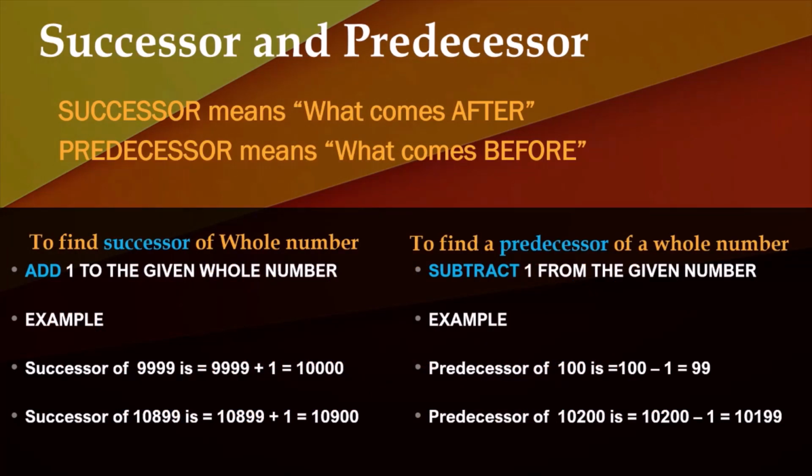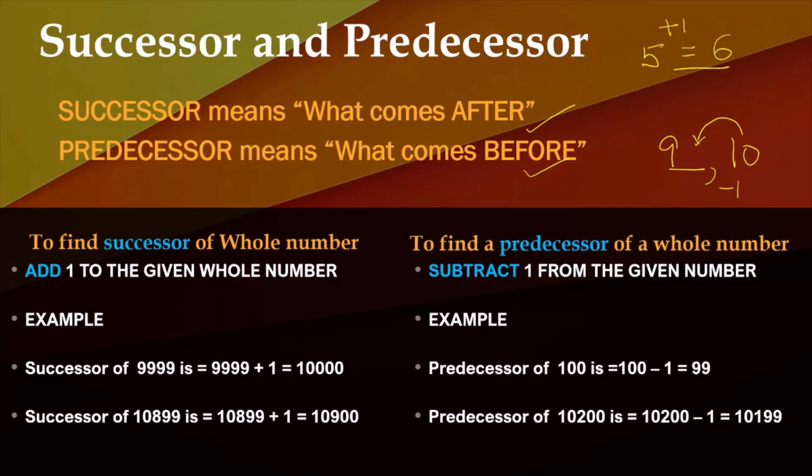What do we mean by successor and predecessor? Successor means what comes after a number, and predecessor means what comes before a number. Let us take an example. You might have studied in your previous classes what comes after 5. So obviously your answer will be 5 plus 1, which gives you 6. Also, what comes before 10? Obviously, you take the number which just comes before 10. So you subtract 1 from 10 and you get 9 as the predecessor of 10.